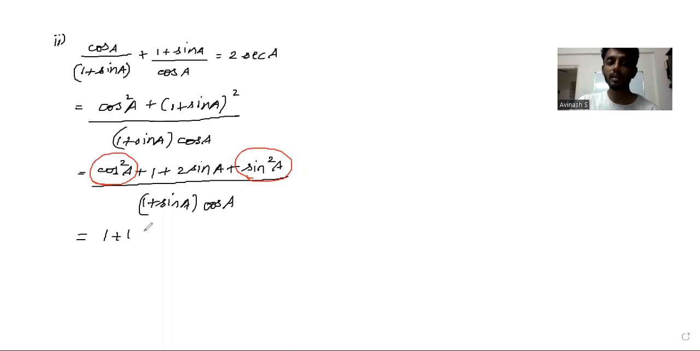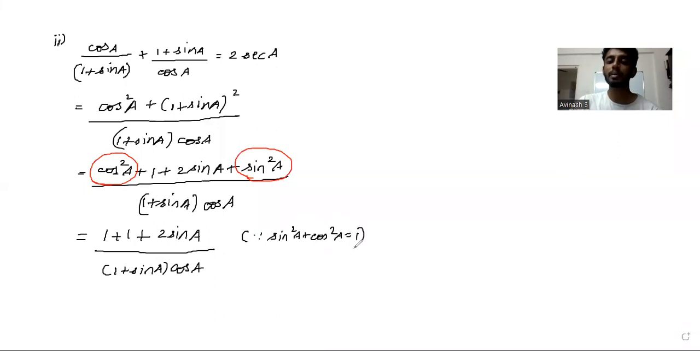And there is one more 1 here, and then there is 2 sine. So this is how I'm simplifying this, and the denominator I'm keeping as such, for the same reasons which I told you previously. So you get it like this. So this is by identity. According to the identity, which is sine square A plus cos square A is equal to 1.